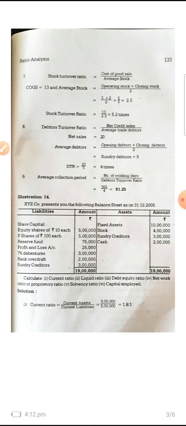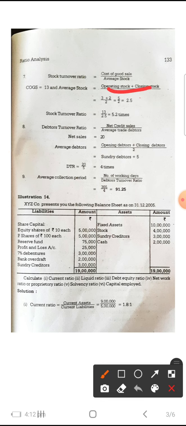Okay, next is the stock turnover ratio. The formula is cost of goods sold divided by average stock. The cost of goods sold is already calculated. Average stock is opening stock plus closing stock divided by 2. If you check the problem, you will get opening stock and closing stock. So opening stock plus closing stock divided by 2, you will get 5 by 2, that is 2.5. So the stock turnover ratio is 13 divided by 2.5, it is 5.2 times.